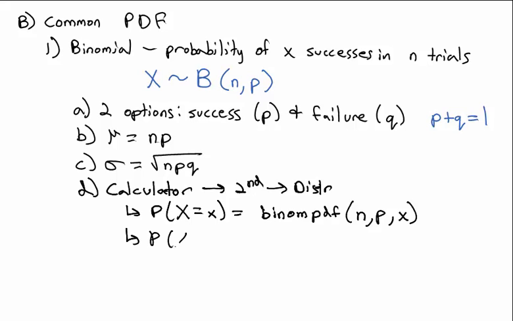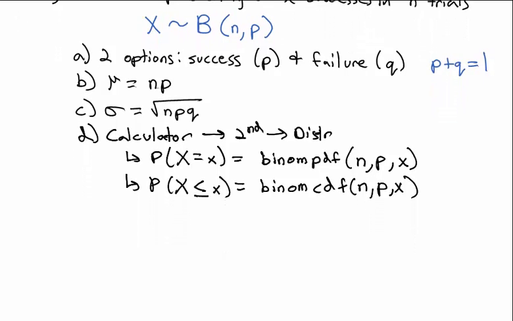Now, a slight variation to that is sometimes we want to know when X is less than or equal to some value. When we want less than or equal to, this is asking for the cumulative relative frequency, or the cumulative probability all the way up to X. The main difference is we're going to select a different option. It's the binomCDF, the cumulative distribution function. And again, I'll show you how that works specifically on the calculator when we work out an example here. So let's do that.